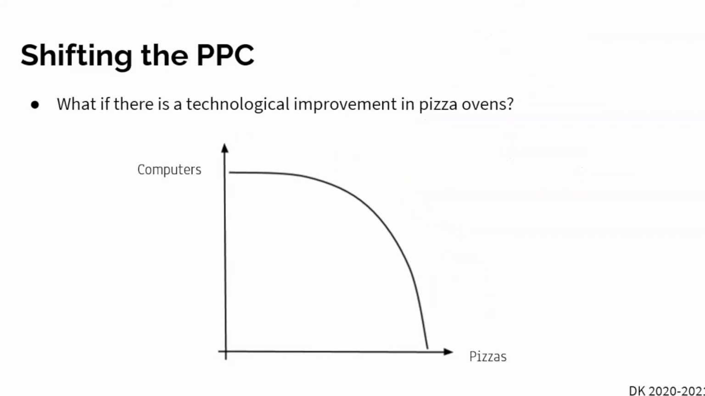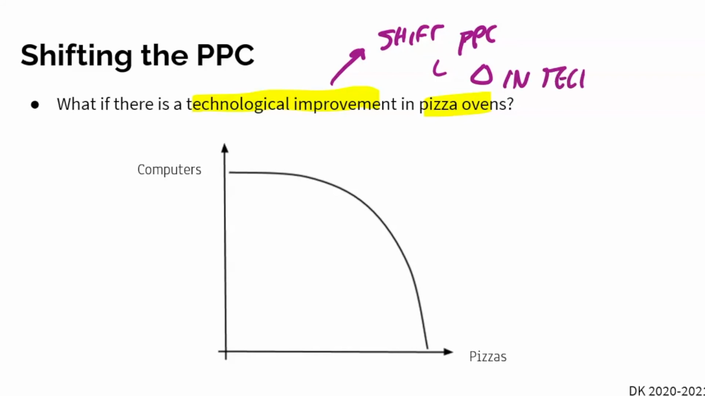Let's look at our second example. What happens if there is a technological improvement only in pizza ovens? Well, one, we know that this is going to shift our PPC, because one of the shifters is a change in technology, and the triangle just means change. But there's only a technological improvement in pizza ovens. So is this going to impact the computers in any way, shape, or form? The answer is no. A technological improvement in pizza ovens is not going to impact how many computers are being produced, but it is going to impact the amount of pizzas being produced here.